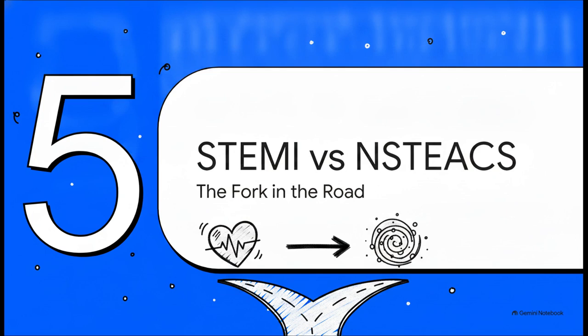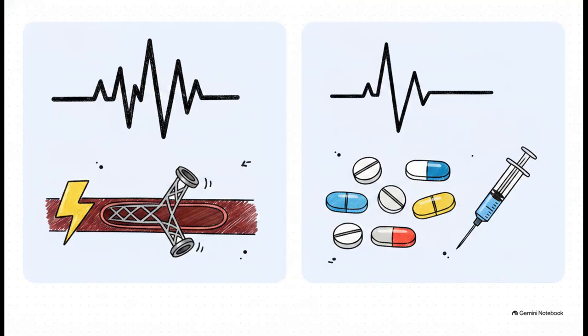Section 5. STEMI versus NSTEACS. The fork in the road. With the patient stabilized, your ECG and biomarkers are going to dictate your definitive management. If that ECG shows a STEMI, you activate the PCI team immediately. Do not wait around for troponin results to come back. Reperfusion absolutely cannot be delayed. However, if you're dealing with a non-ST elevation ACS, the management requires a tailored approach. We're talking antiplatelets, anticoagulation, and deciding between an invasive or conservative strategy based on the patient's risk profile.